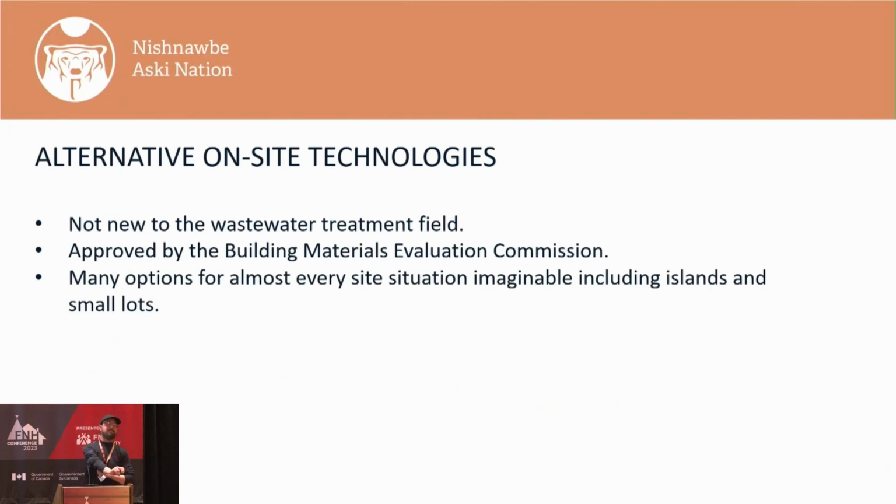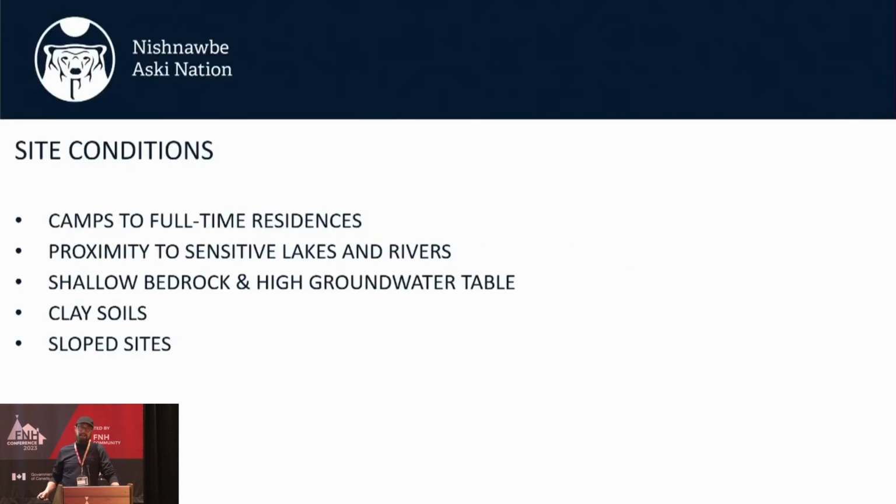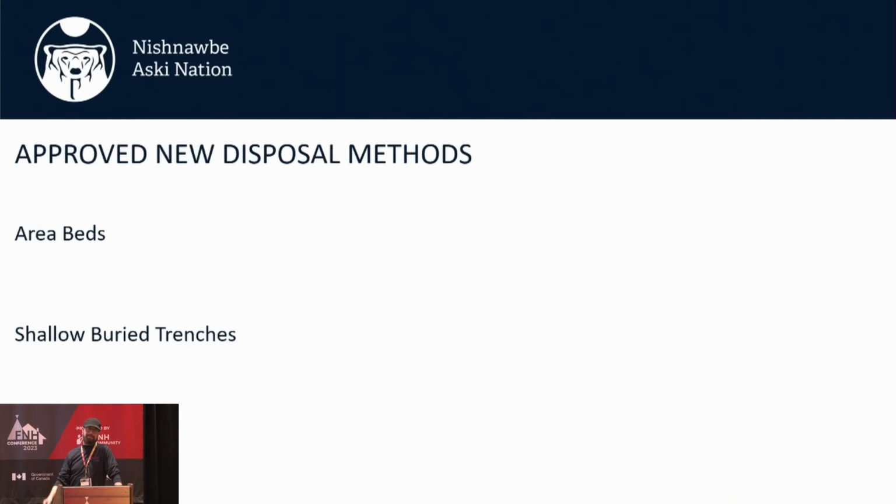There's a lot of new tech in septic systems, and I've worked a lot with it. It can work very well, and what it typically does is allow you to service, using a septic system, areas that are close to sensitive waters, shallow bedrock, high groundwater tables, tight soils, and really highly sloped sites. We can service those using on-site wastewater. It's not the same as just building a field and attaching a tank to it, but it can be done now. Two ways are area beds and shallow buried trenches. These are just different ways of dispersing the effluent.